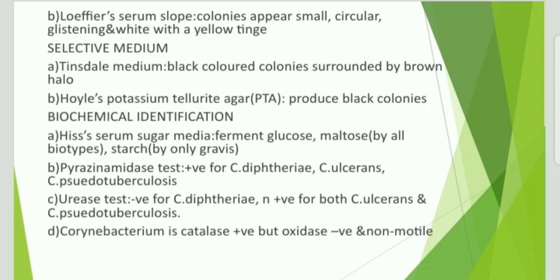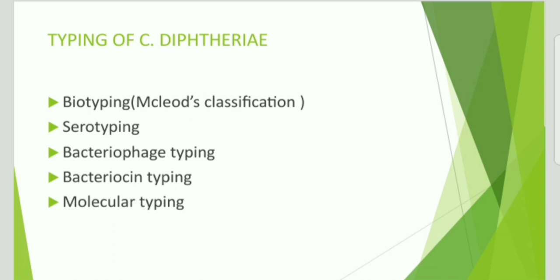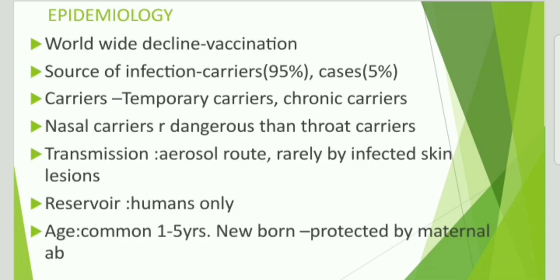The typing of Corynebacterium is by biotyping, serotyping, bacteriophage typing, bacteriocin typing and molecular typing. Then epidemiology. Due to vaccination, there is a worldwide decline of the infections caused by this bacteria. Carriers are the major source of infection, and only a small percentage, about 5%, of infections are from active cases. There are temporary and chronic carriers. The nasal carriers are dangerous. Why? It is due to the more frequent shedding of nasal discharges than in throat carriers.